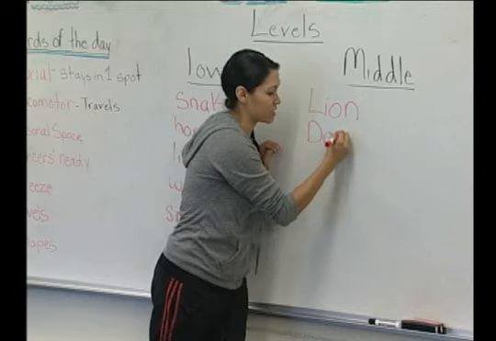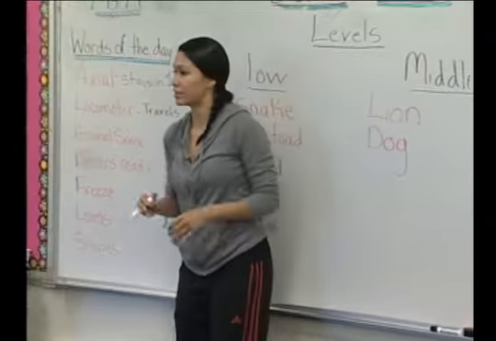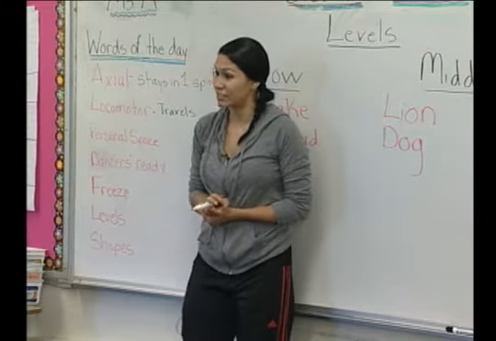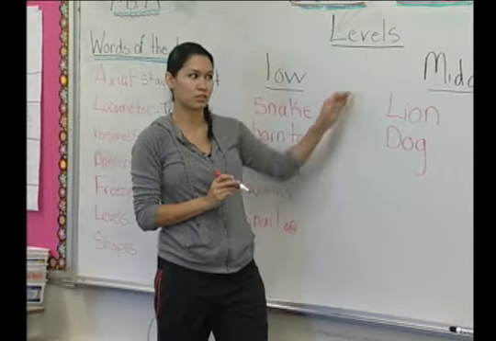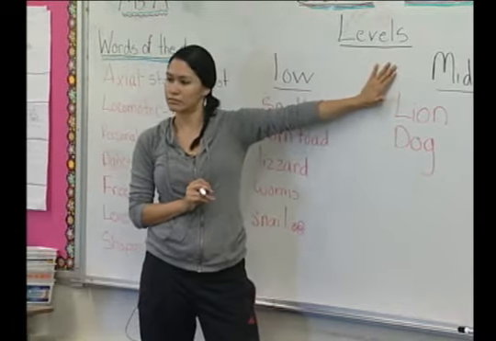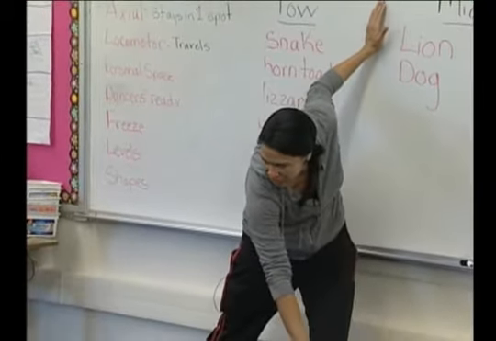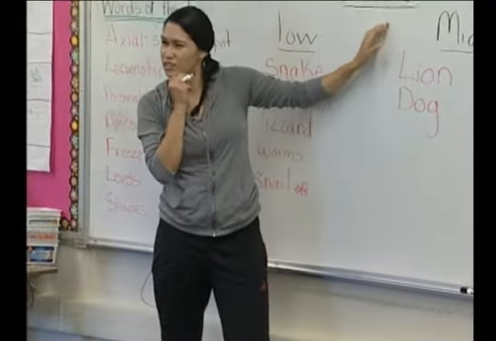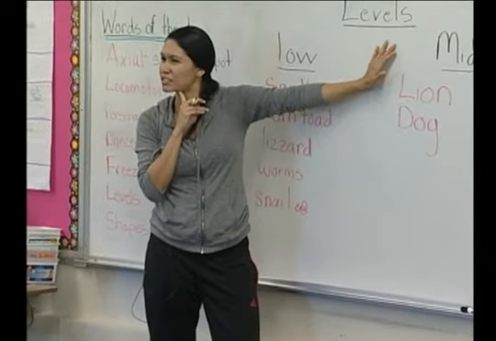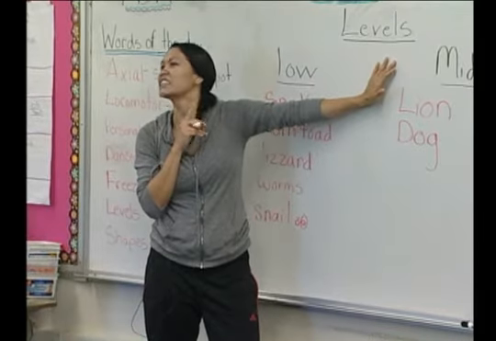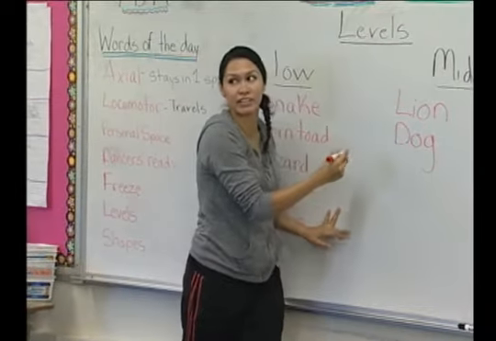Dog is not as low as a snake, but it's not as high as a giraffe. Bella. A cat? Depending. Some cats can go very low to the floor, right? What do you think, Ms. Perez? Maybe if we said like a tiger. Like a tiger? Okay, like a bigger type of cat. Tiger.